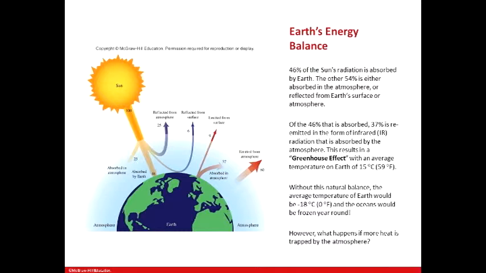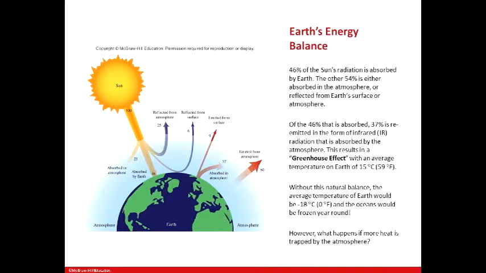46% of the sun's radiation is absorbed by the Earth. That's a fair amount. The other 54% is either absorbed in the atmosphere or reflected from Earth's surface or atmosphere. Okay? You got it? So about half of the sun's radiation is absorbed, and that's what you want to kind of hang on to.